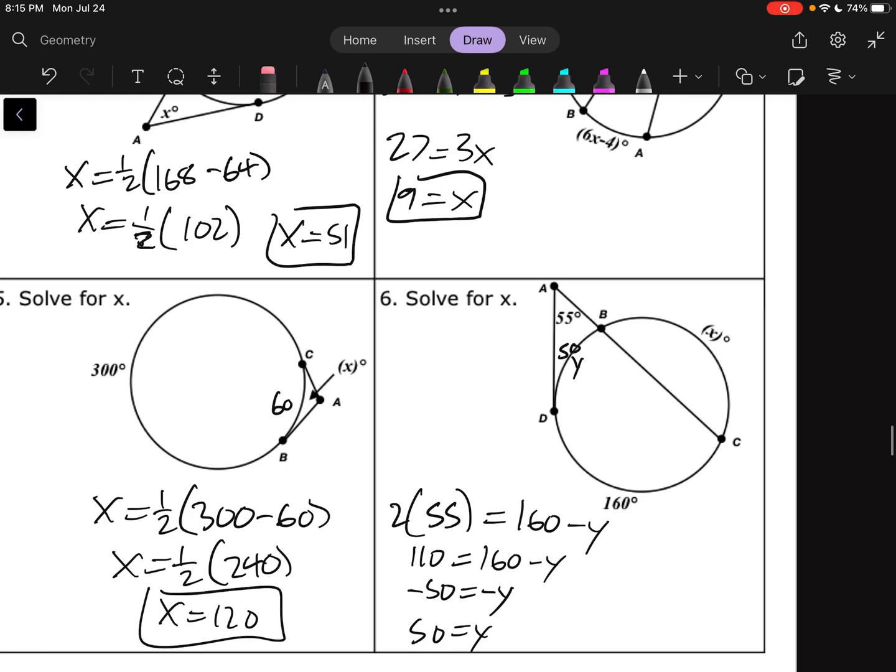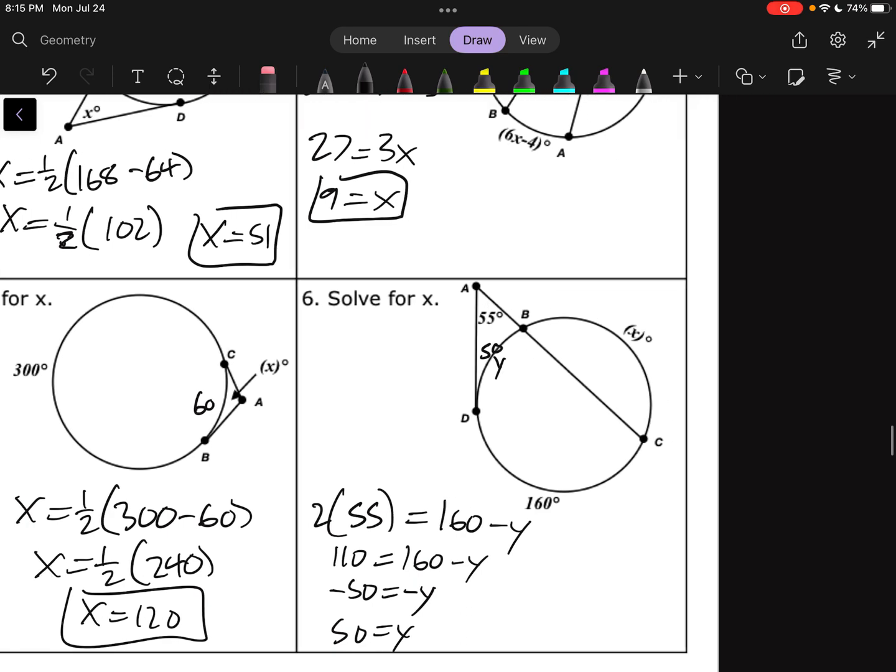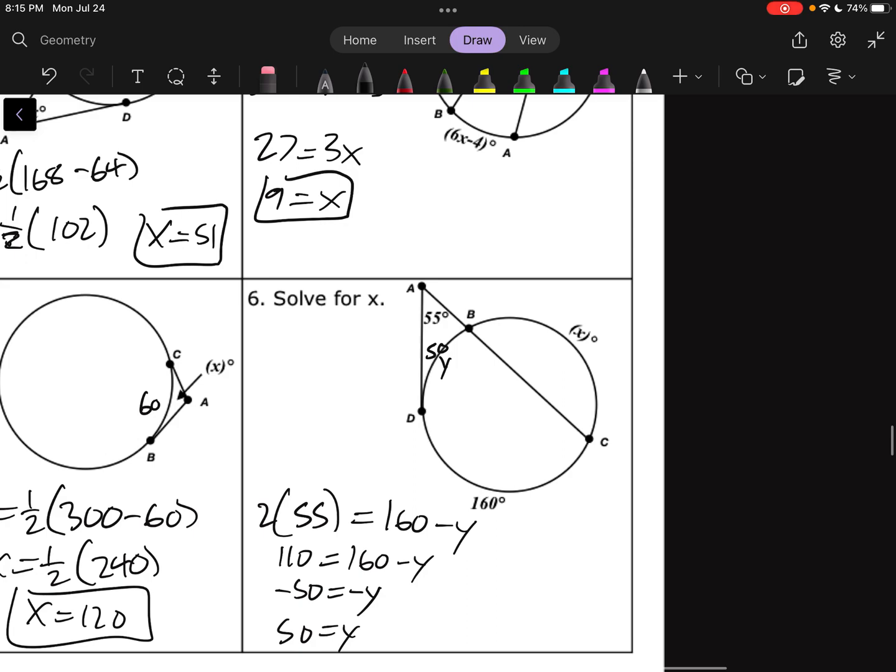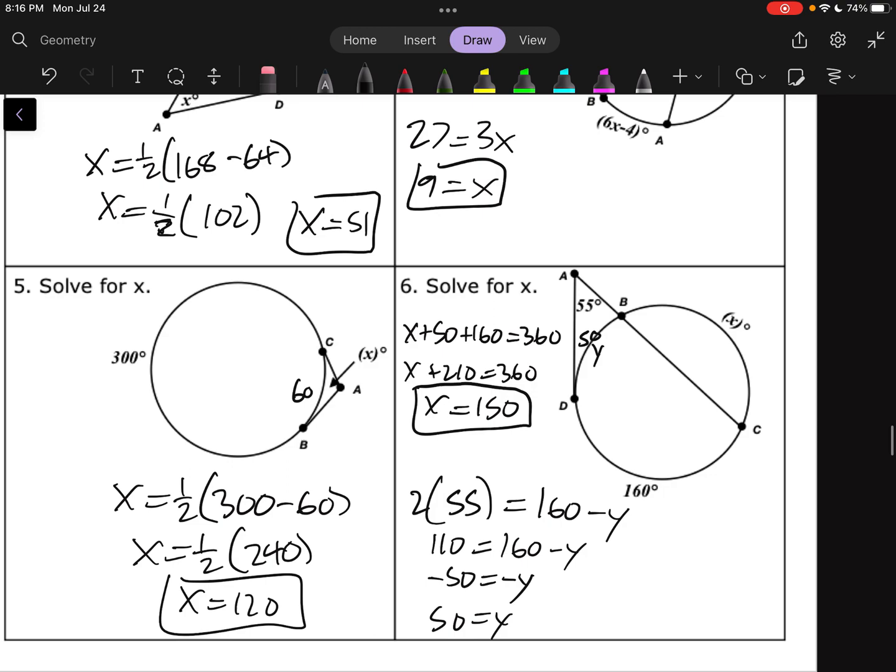And then if all 3 of those arcs have to add up to be 360, then I could do an equation like this. I could say that x plus 50 plus 160 is equal to 360. That'd be x plus 210 is equal to 360. So x has to be 150. That one's pretty tricky. If you figured that one out, give yourself a pat on the back.